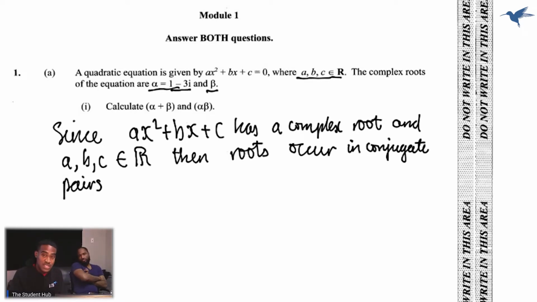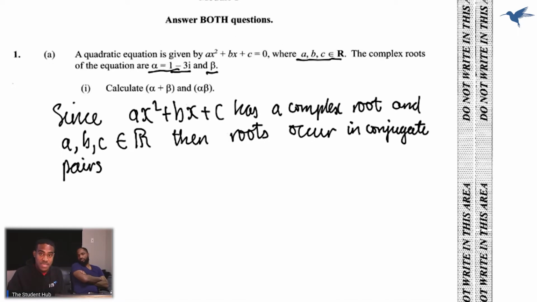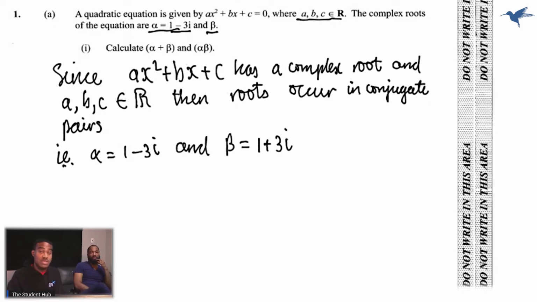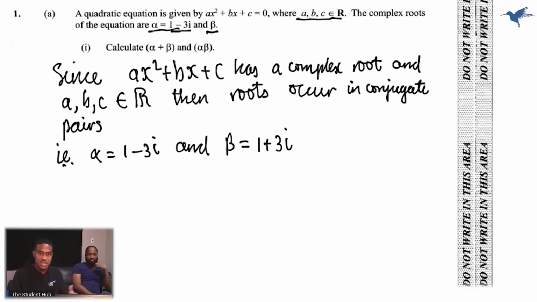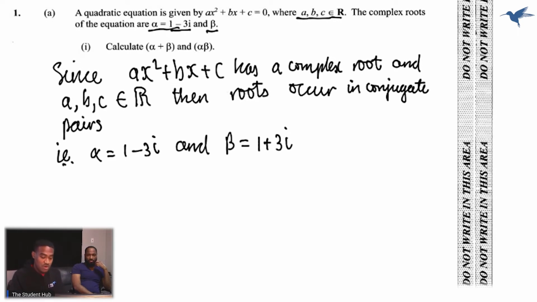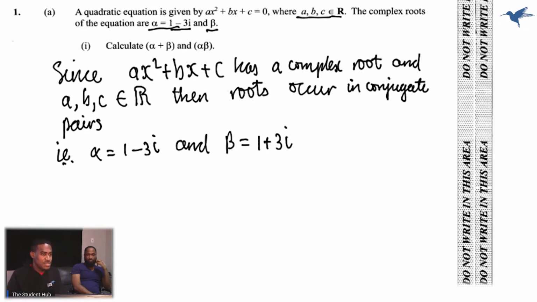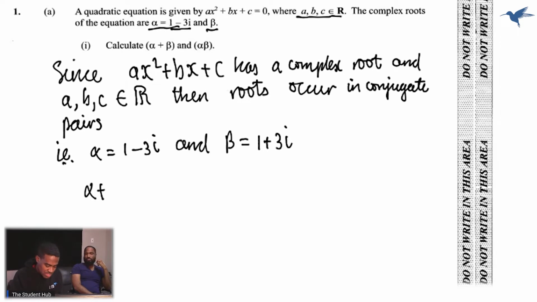You need to find the conjugate of alpha, and that would be what beta is, right? So that is what it was. Because alpha was given as 1 minus 3i, so then beta would be 1 plus 3i. So then let's move forward to finding what the question actually asked. The question asks us to find alpha plus beta. So let's do that.